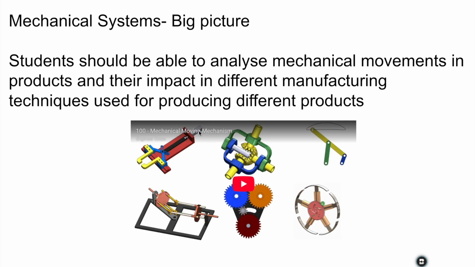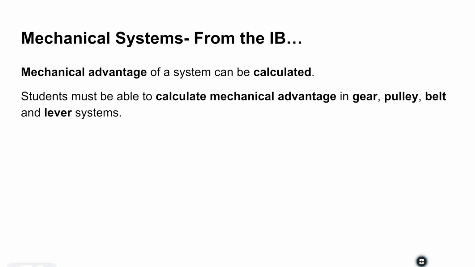Big picture, you should be able to analyze mechanical movements in products and their impact in different manufacturing techniques used for producing different products. For mechanical systems, you need to understand that mechanical advantage of a system can be calculated. You must be able to calculate mechanical advantage in gears, pulleys, belts, and lever systems.